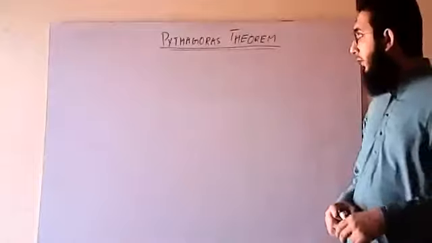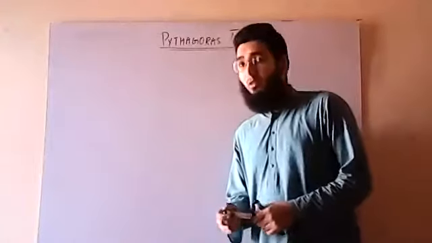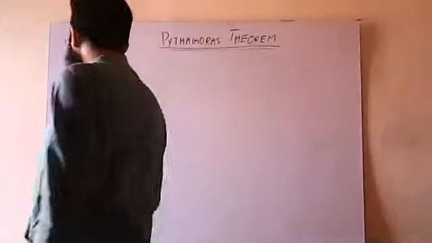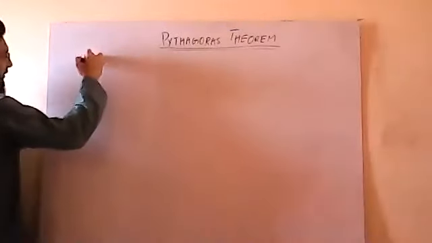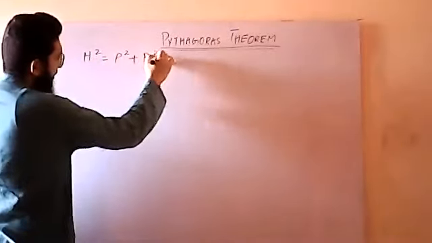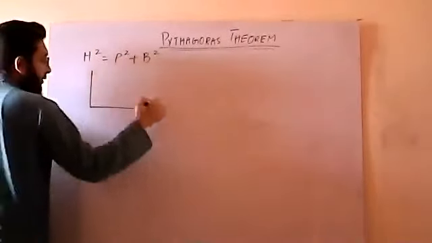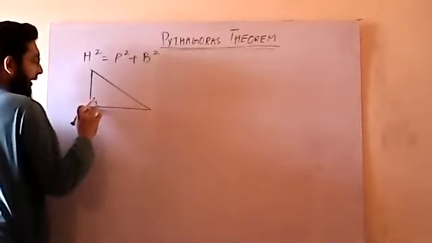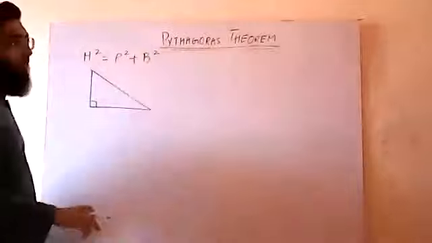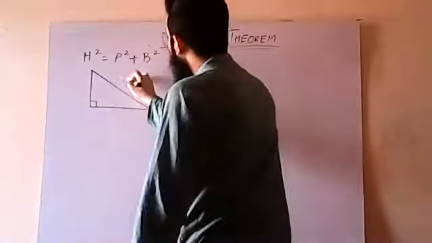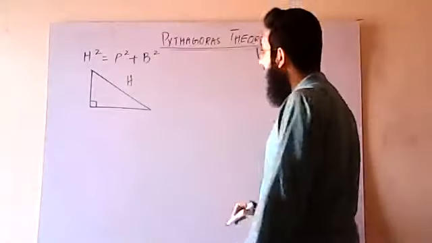In the previous class, we learned about the Pythagoras theorem. That the Pythagoras theorem will always be equivalent to what? Hypotenuse square equals perpendicular square plus base square. And knowing that the side that is opposite to the 90-degree angle is always called the hypotenuse, right? That is always called the hypotenuse.